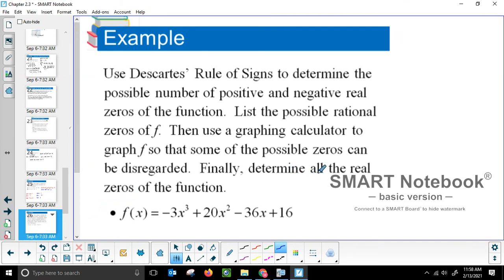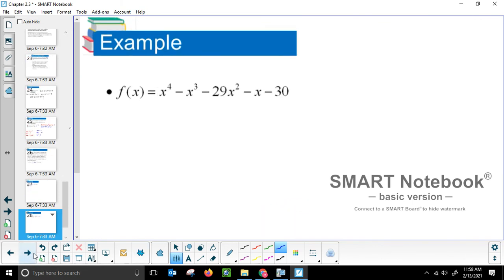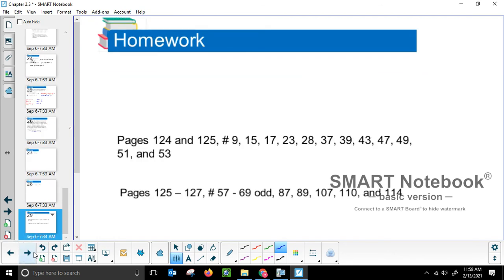This just combines everything. I'm going to go ahead and skip that. This is actually very in-depth and detailed. I won't have you do that much work on a test because it would take so long. So we'll stop there.